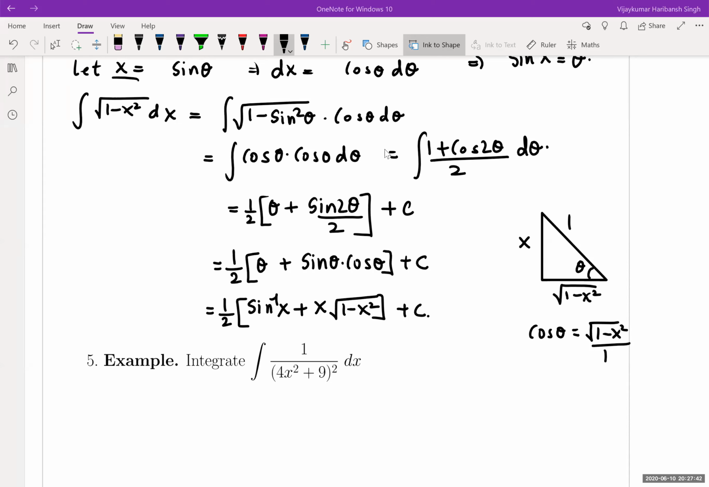So let x be tan, so we should write it as follows. So we can write it as the integral of 1 by, take 4 common, so we get 1 by 4 squared, which is 16 out, and in the bracket we have x squared plus 9 by 4 dx.